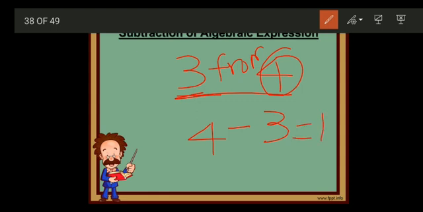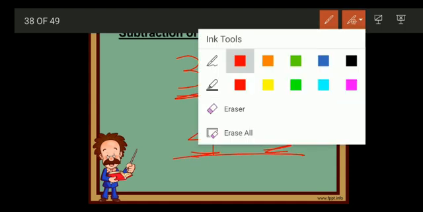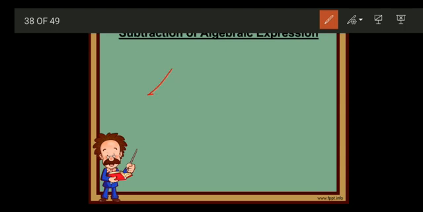Okay. We have to take care of this word "from". If they say 3 from 4, we have to subtract 3 from 4. That is 4 minus 3. Suppose they have given subtract 4 from 3.